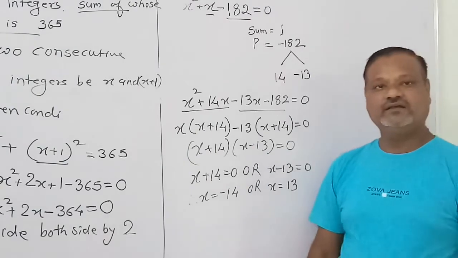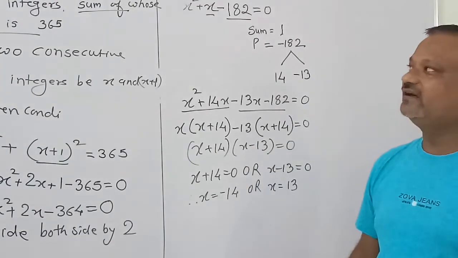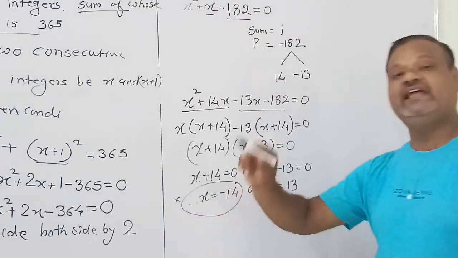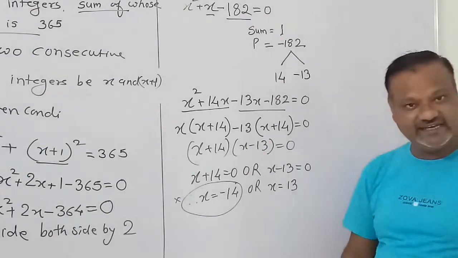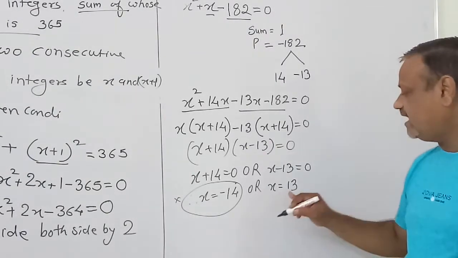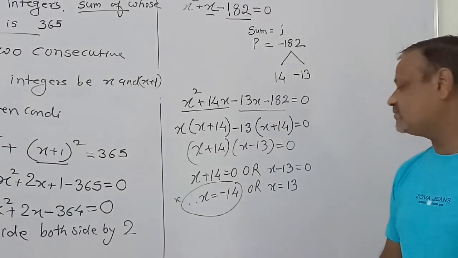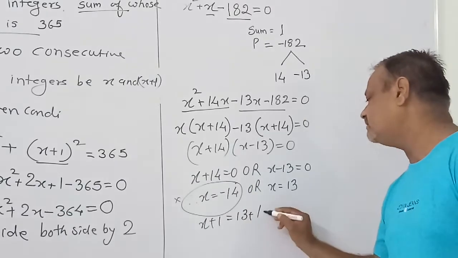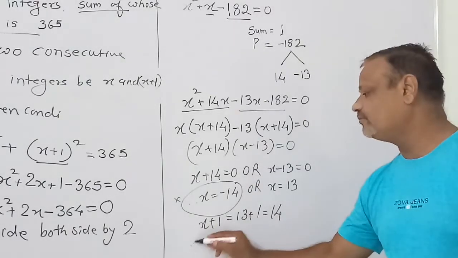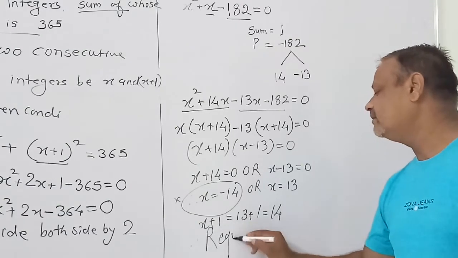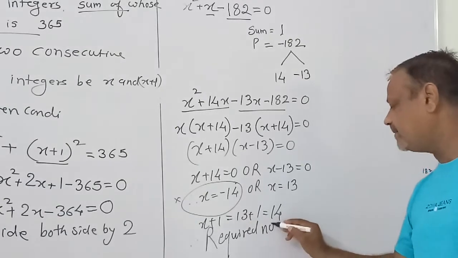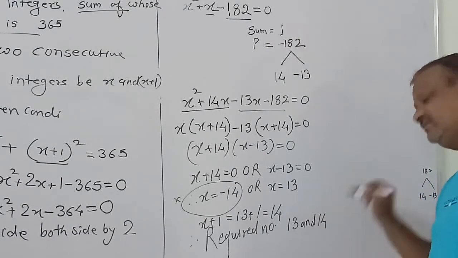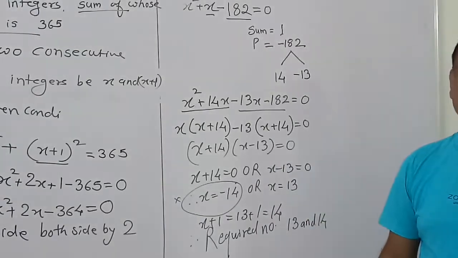Now in the question it is clearly given that the integers are positive. Therefore this value we neglect. Therefore x equals 13. This value we consider. The second integer is x plus 1, which is 13 plus 1, that is 14. Therefore the required numbers are 13 and 14. Understood? 13 and 14.